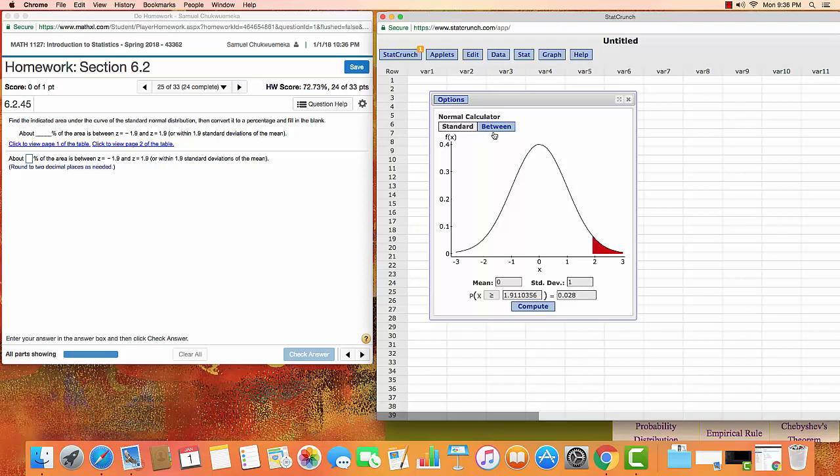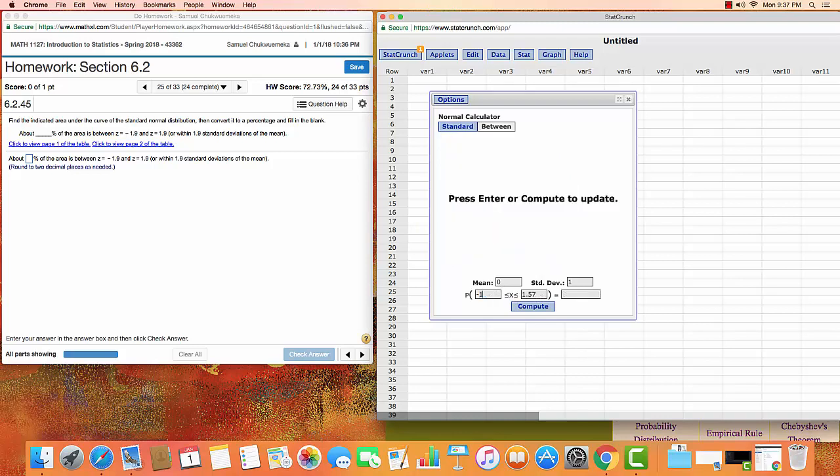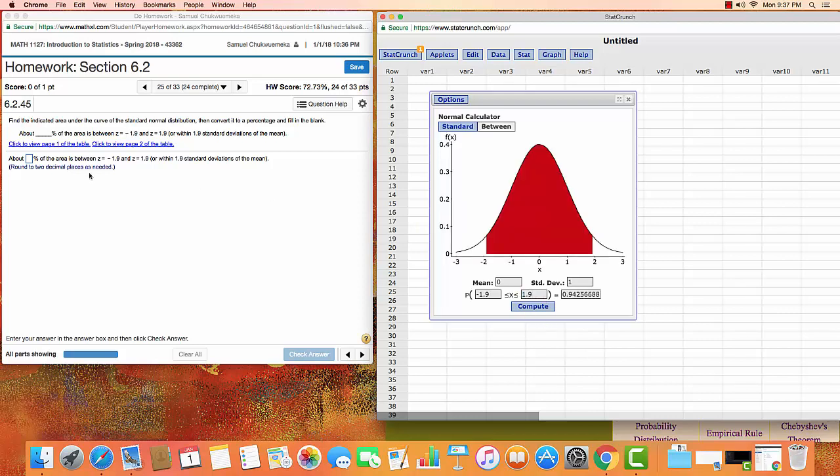So that's fine. Just come to between, go to between, and put negative 1.9, and then 1.9. You convert to 2 decimal places after you have converted it to percentages. So this will be 94.26%.